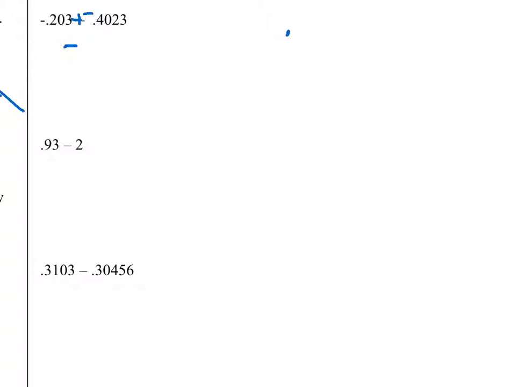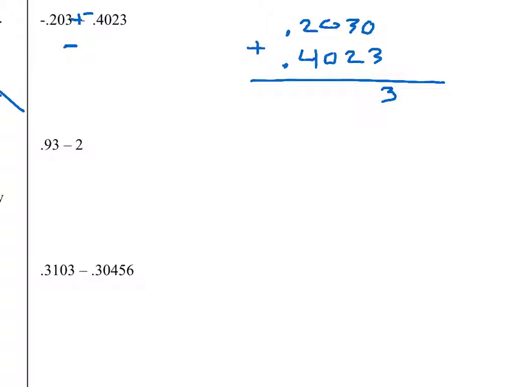So 0.203 and 0.4023, just fill in my place value. It doesn't really matter. Addition is commutative. I can add these whichever one I want on top. Genesis. Yeah, so lining up the decimals when we add, super important.